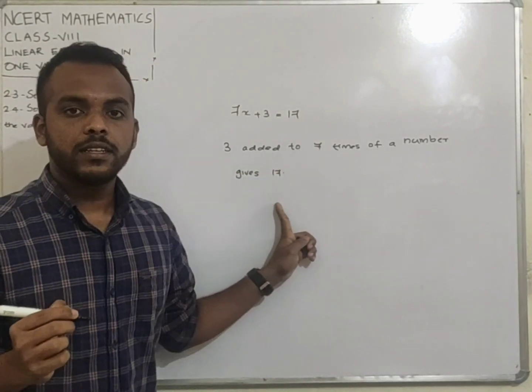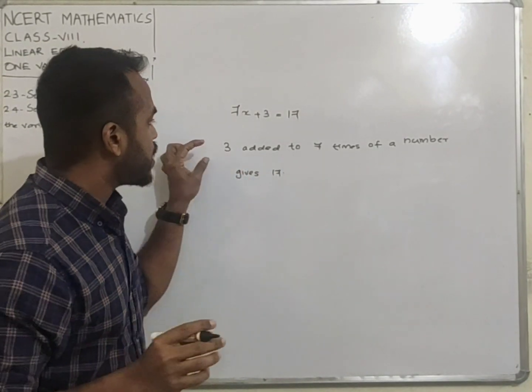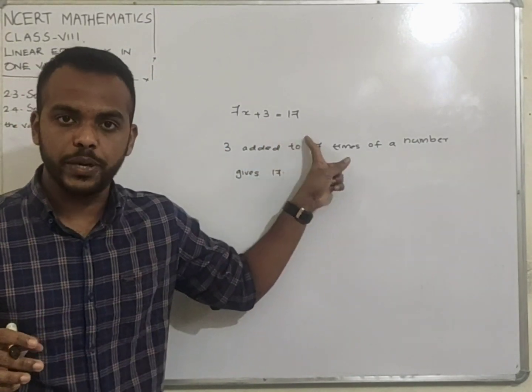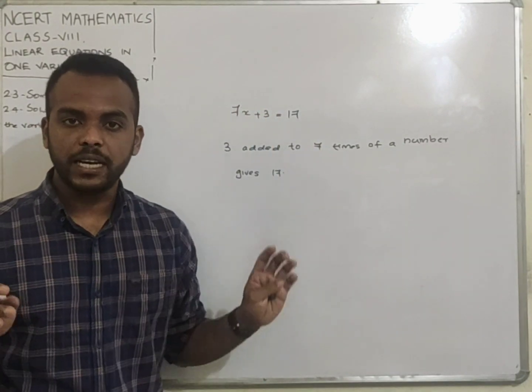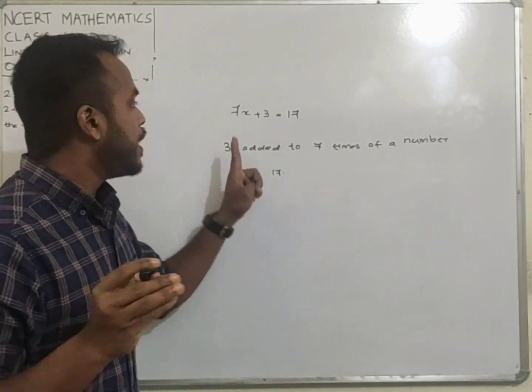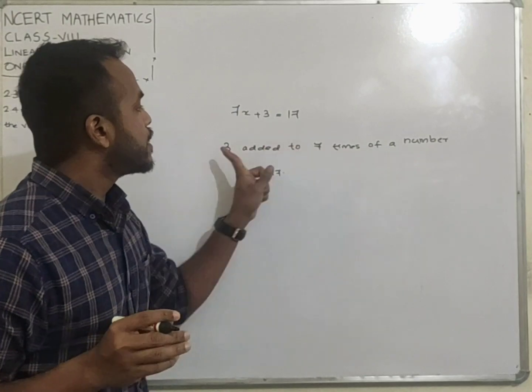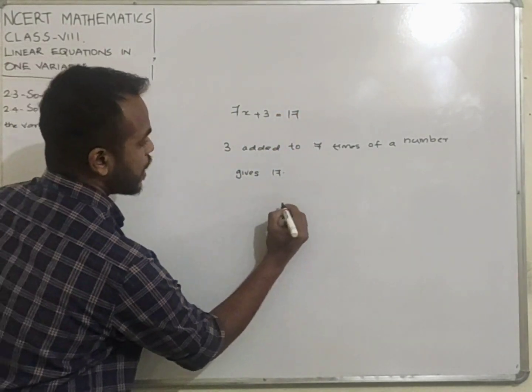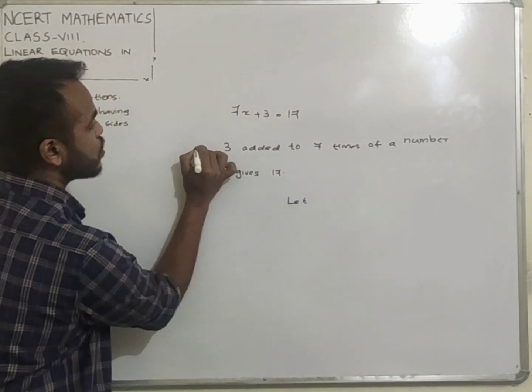This statement may seem a bit confusing, but if we convert it into an equation, then it is just a matter of seconds to solve the question. Let's see how this can be done. 3 added to 7 times of a number. We don't know what the number is, so consider the number to be x.